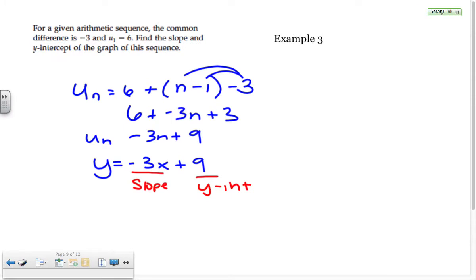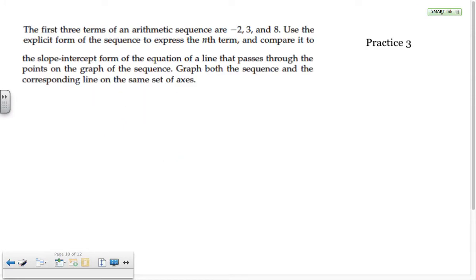All right, practice. Okay, pause. Go ahead and do it. Notice this looks a little different. Okay, again, you should be able to extrapolate some information from what you've been given so far.